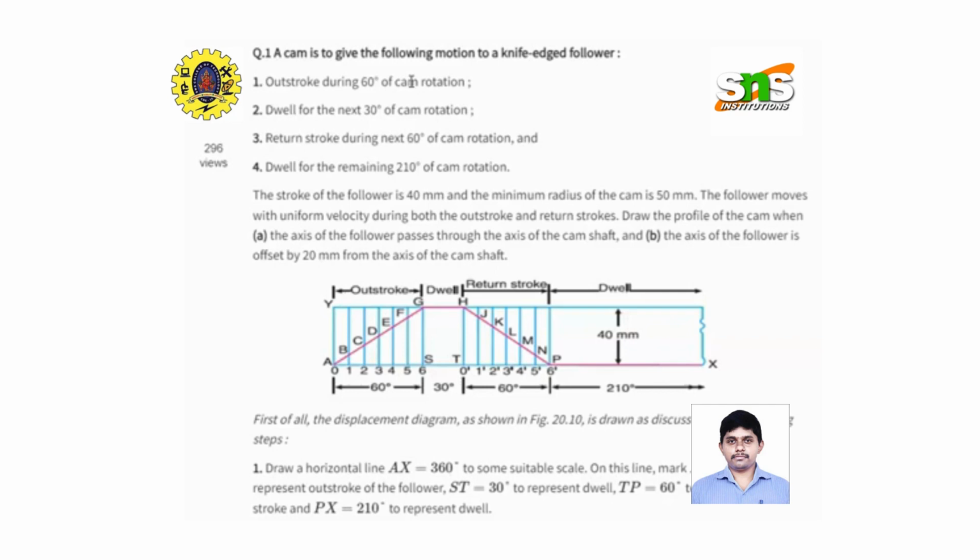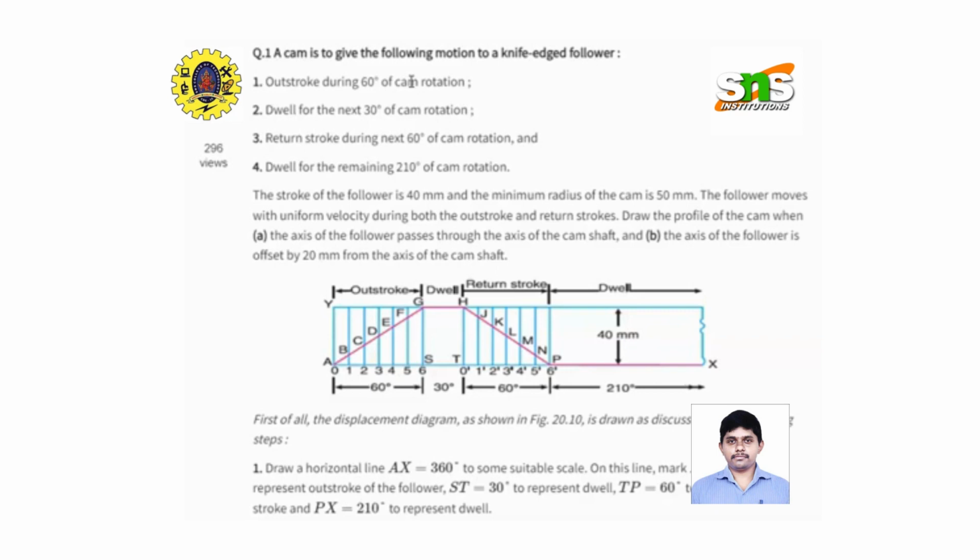How can we solve it step by step? Since it is a diagram-oriented problem, we need to understand the basics before we go into solving. Here the given question is about a cam that is given to produce the following motion for a knife edge follower. The type of follower used is the knife edge, with outstroke during 60 degrees of cam rotation, dwell for the next 30 degrees of cam rotation, return stroke during the next 60 degrees, and dwell for the remaining 210 degrees. So this is the given statement.